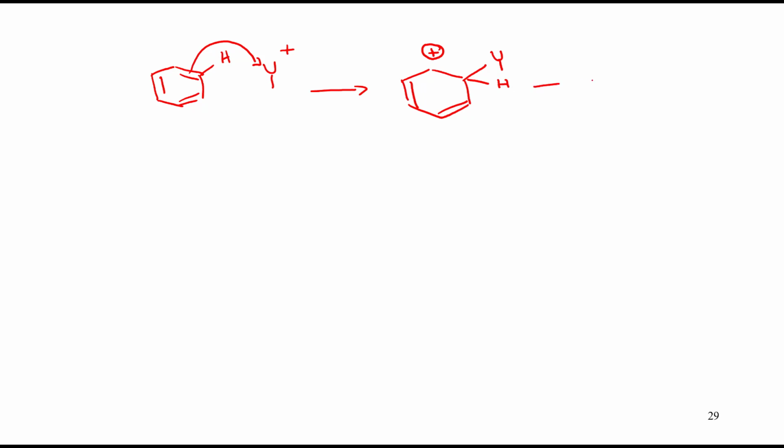Now, the second step in the mechanism is a base, and the base is usually some other molecule in the solution, like what was with the electrophile. And that bond is broken between the hydrogen, and then you get back your substitution product. So that's the general mechanism for electrophilic aromatic substitution. So I'll just write EAS mechanism, okay?